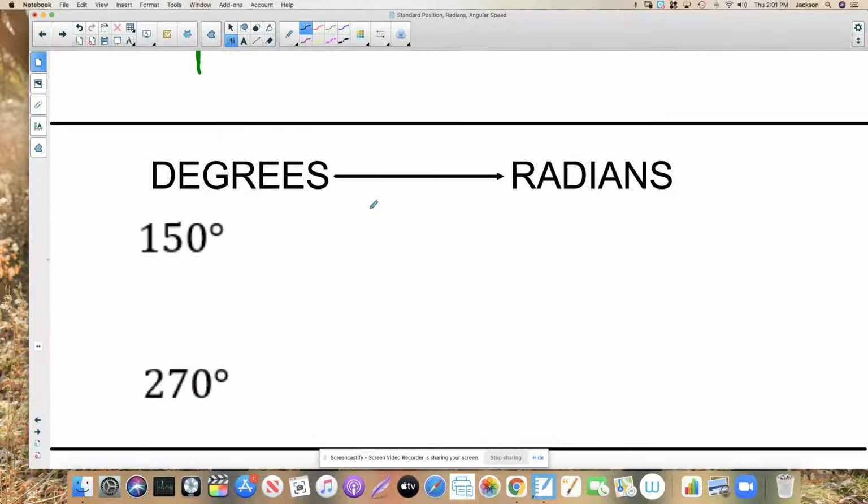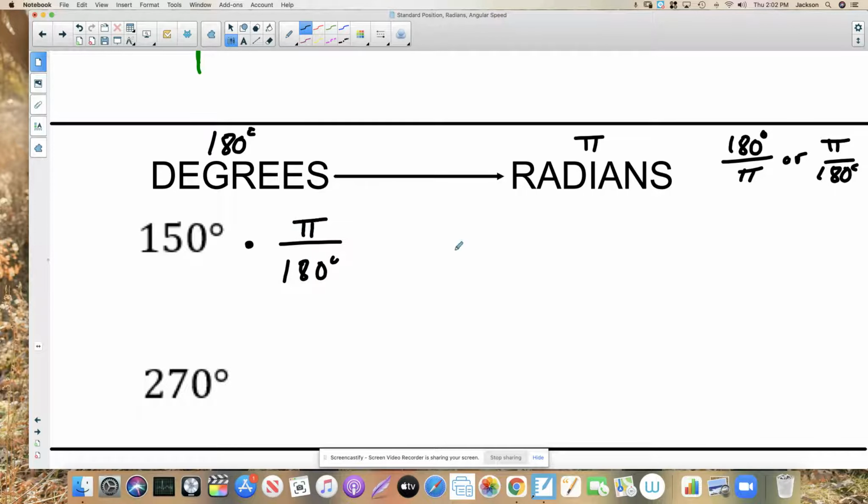So let's talk about the conversion rate between degrees and radians. All right, we know that 180 degrees is equivalent to pi radians at this point. Okay, if you haven't talked about that, go back and take a look at some of the other videos. So the conversion rate is 180 degrees over pi, or it's pi over 180. It all depends on what you're starting with. So to convert 150 degrees into radians, we're going to multiply it by our conversion rate. Since we're starting with degrees, the 180 goes on the bottom and the pi goes on the top.